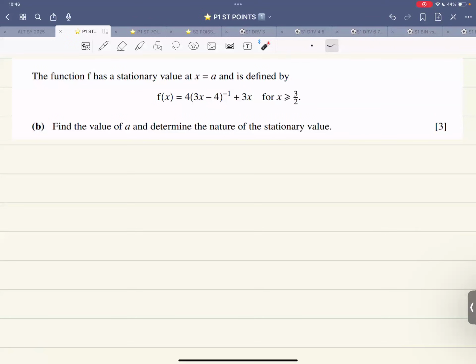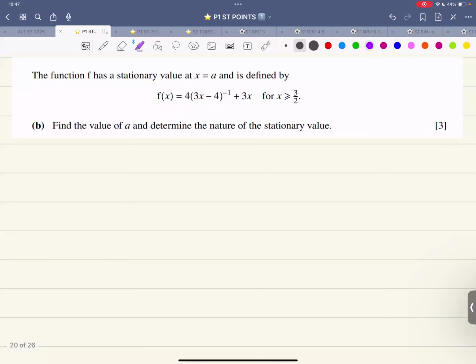Now it says the function fx has a stationary point. So now the function fx has a stationary value at x is equals to a, and it's defined by such and such. Now, there is some other concept of function also, which we haven't done. So therefore, I'm not touching that. Just focus on this. Fx is equals to this. Find the value of a and determine the nature of the stationary value.